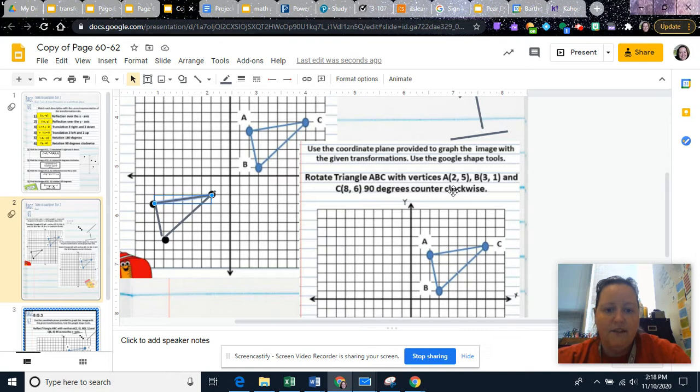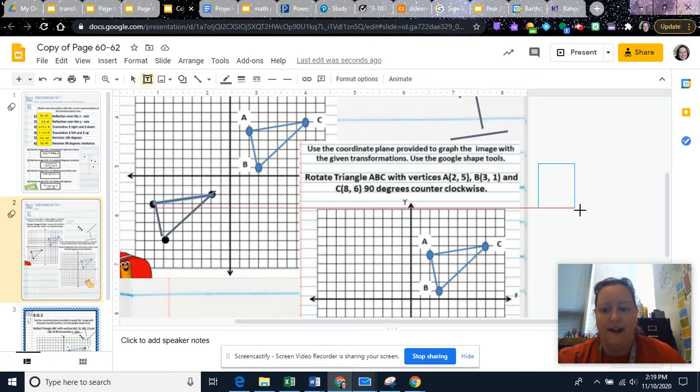It says to use coordinate plane to graph the image, and it says rotate triangle ABC with vertices 2, 5, 3, 1, and 8, 6, 90 degrees counterclockwise. So again, the way I remember it is when I'm rotating it, I'm going to take my coordinates and I'm going to flip them. And then to decide which one needs to change, if I look at A, right now they're both positive. If I'm going 90 degrees counterclockwise, it's going to take it to this place right here, which means my first coordinate needs to be a negative. My second coordinate needs to be a positive.